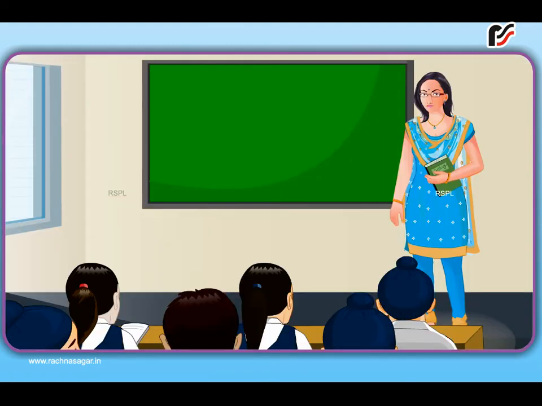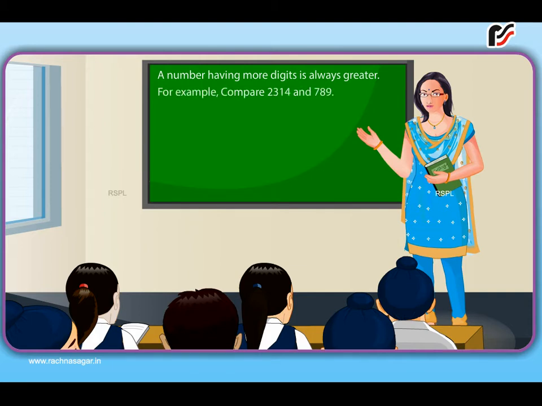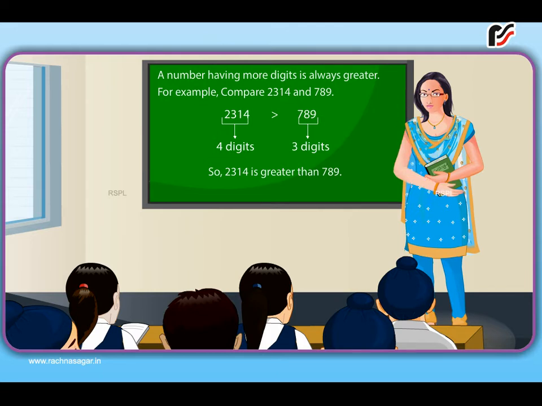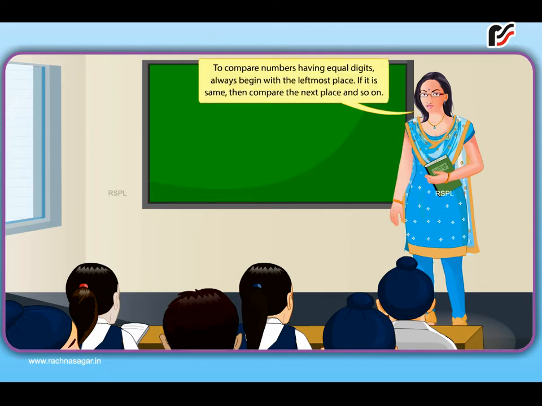Comparison of numbers. A number having more digits is always greater. For example, compare 2314 and 789. Here, the numeral 2314 has 4 digits and the numeral 789 has 3 digits. So, 2314 is greater than 789. To compare numbers having equal digits, always begin with the leftmost place.